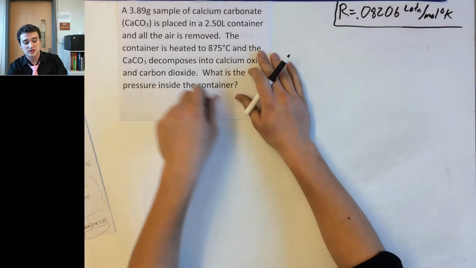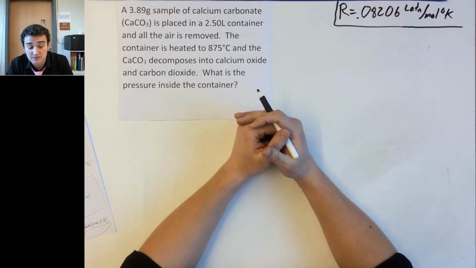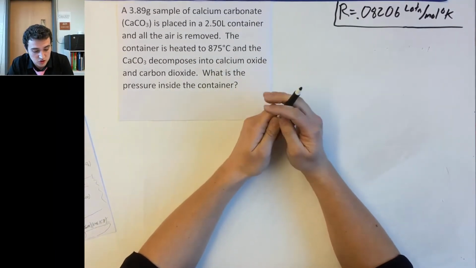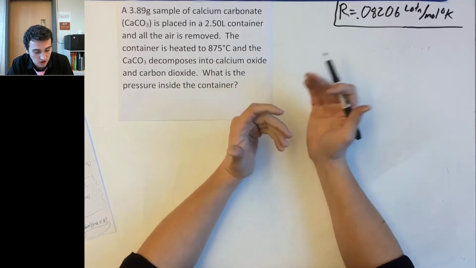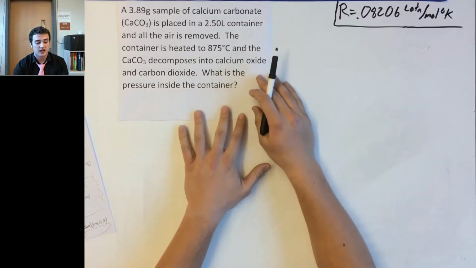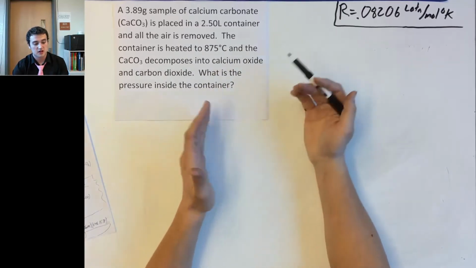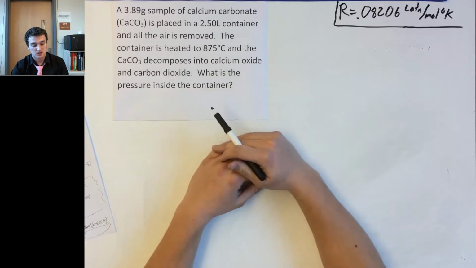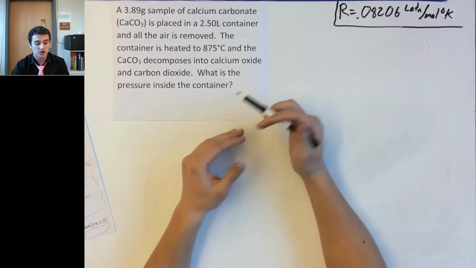It says, a 3.89 gram sample of calcium carbonate, CaCO3 is the formula for it, is placed into a 2.50 liter container and all the air is removed. The container is heated to 875 degrees Celsius and the calcium carbonate decomposes into calcium oxide and carbon dioxide. So we want to figure out what is the pressure inside the container.